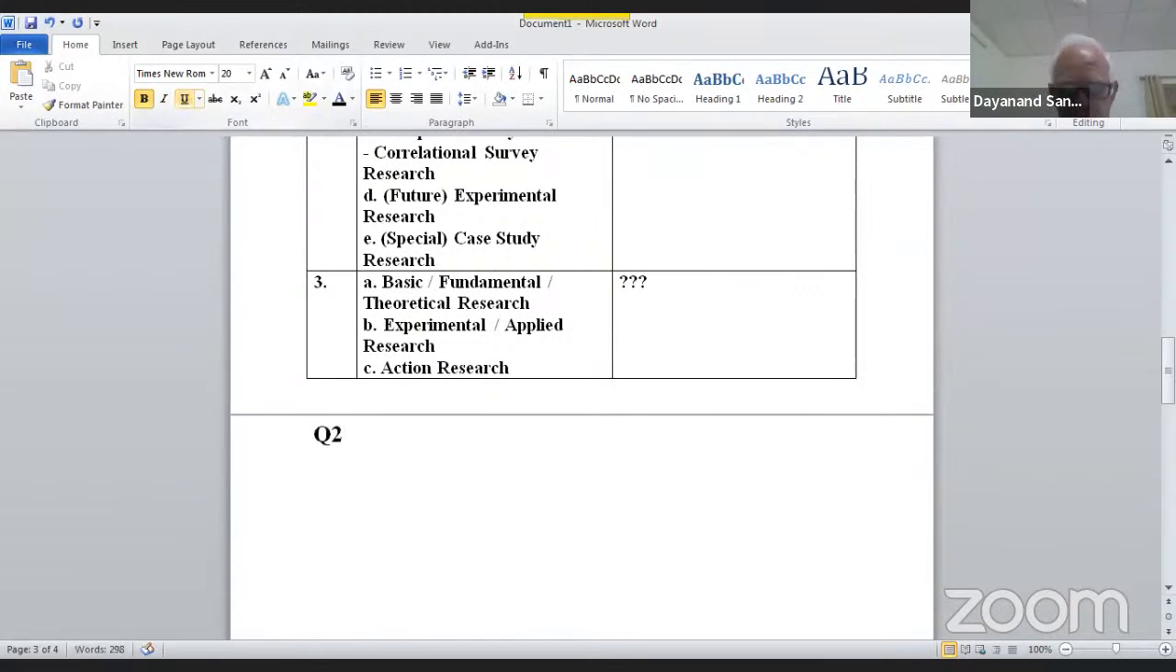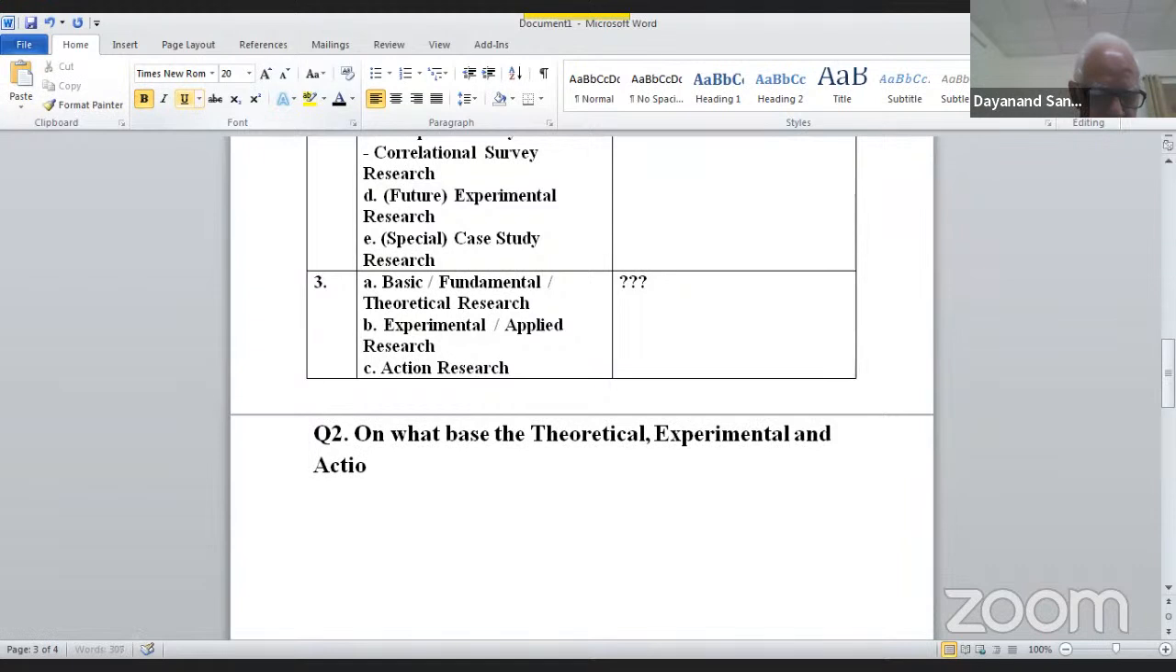The question 2 is: on what base the theoretical, experimental and action researches are classified.